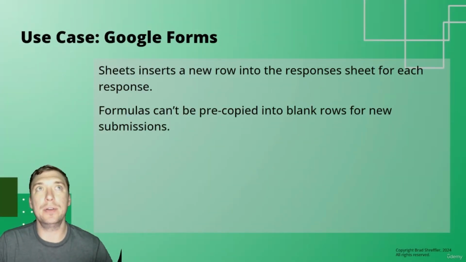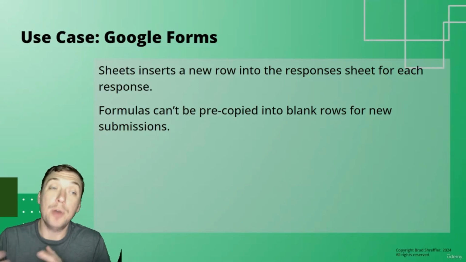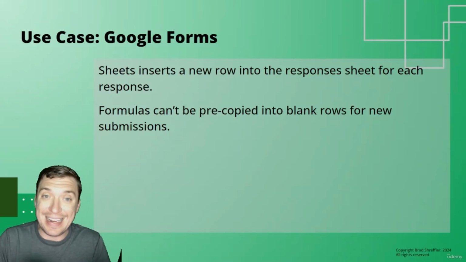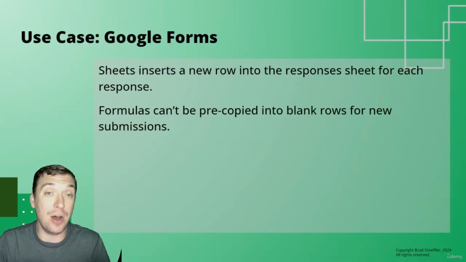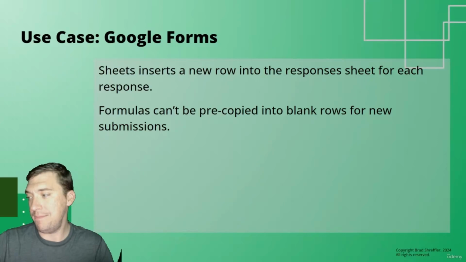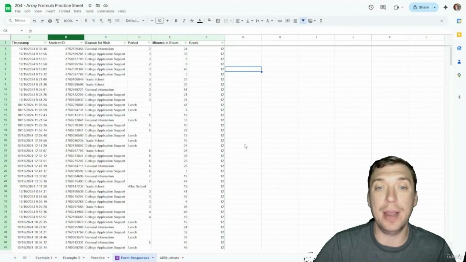Let's go ahead and look at another example here. One thing to know about Google Forms is that when a new response goes into a Google form, on the connected Google Sheet, it inserts a new row onto that sheet. It doesn't add the data onto the next row, it just inserts an entire row. Here's what that means for us: we can't preload our formulas into a response sheet.